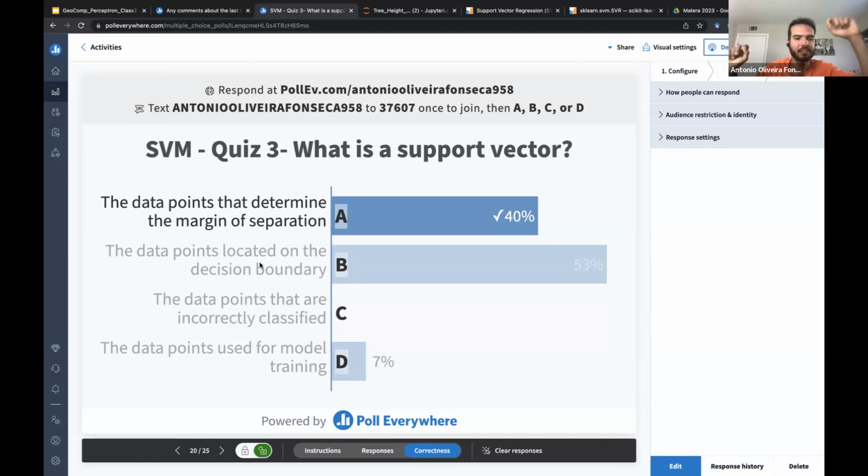Okay, is that clear for everyone? We don't want the points on the boundary. If the points were on the boundary, then you're talking about support vector regression, right? Okay. Is there any question about that?